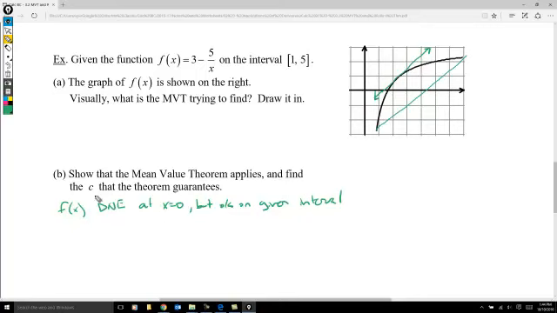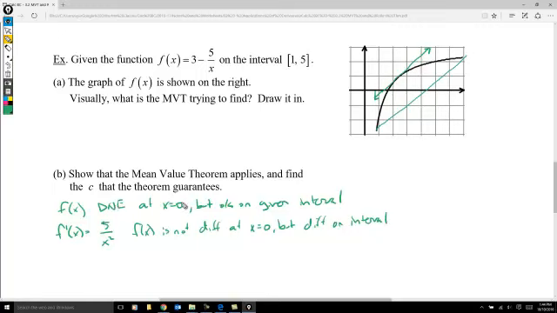Now let's consider the derivative real quick. All right, let's just take a look at the derivative. So f prime of x is going to be positive 5 over x squared. So again, this does not exist at 0. It doesn't exist at 0. So I know that f of x is not differentiable at x equals 0. But that's the only place that this is going to have issues. But I know that it's differentiable on the given interval. So there's my justification.